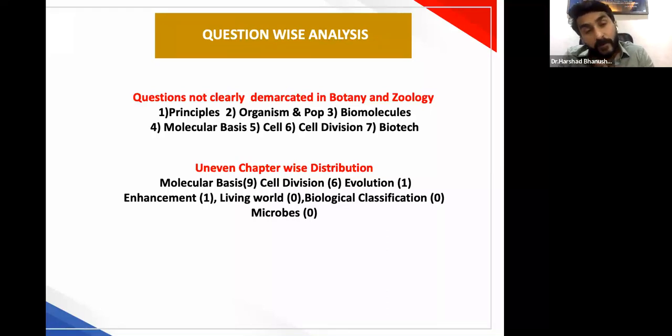Another thing we have noticed this year was a very uneven chapter-wise distribution. This was seen last year also, but this year it has become more pronounced, in the sense that chapters like molecular basis of inheritance and cell division had a pretty high number of questions compared to the other chapters which should have been given equal justice. So 9 questions had been asked from molecular basis and 6 from cell division.